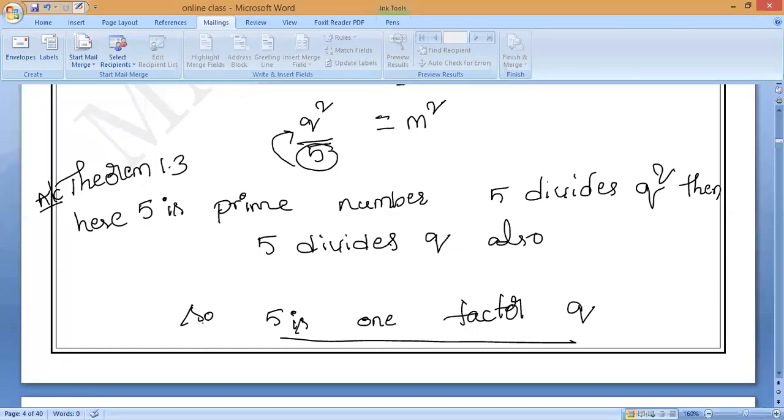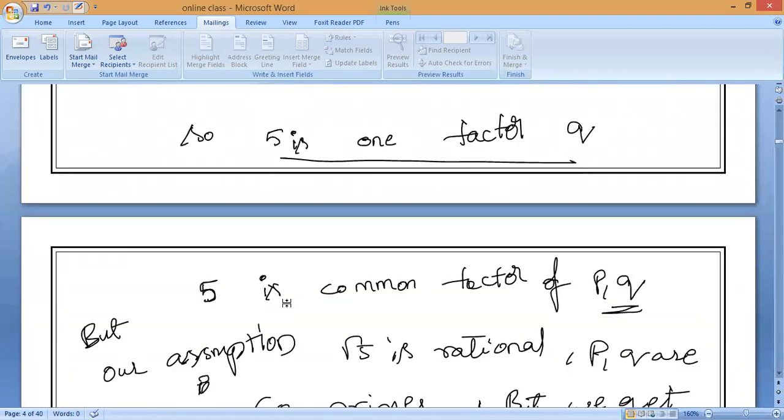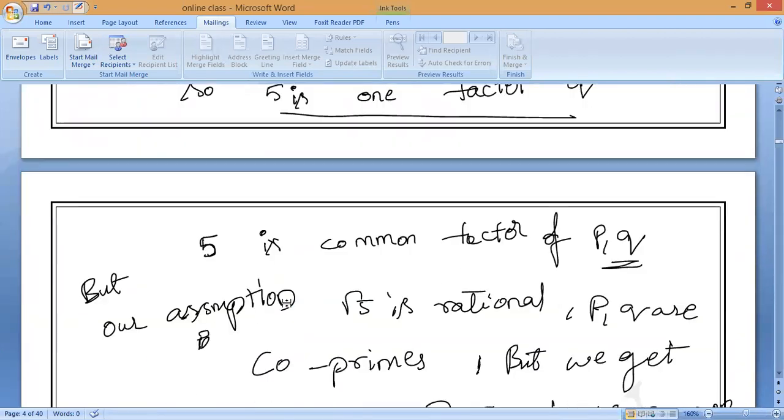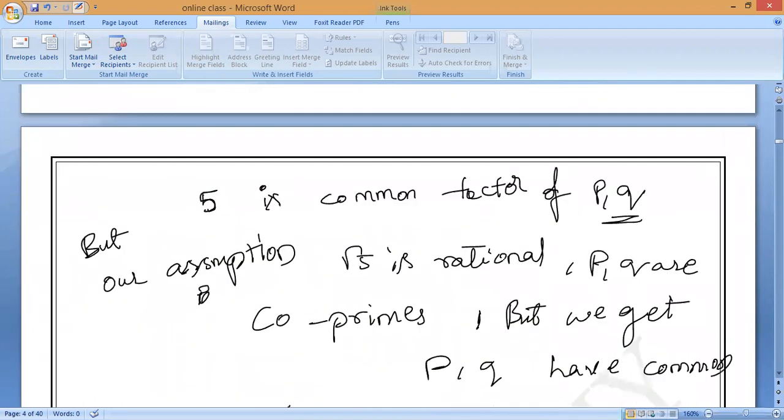Okay. 5 is the common factor of which numbers? P and Q, correct? Please respond. 5 is the common factor of P and Q. Do you understand? Yes, ma'am. But what is our assumption? Co-prime. Co-primes means no common factor, but we get 5 as the common factor. So our assumption is wrong.